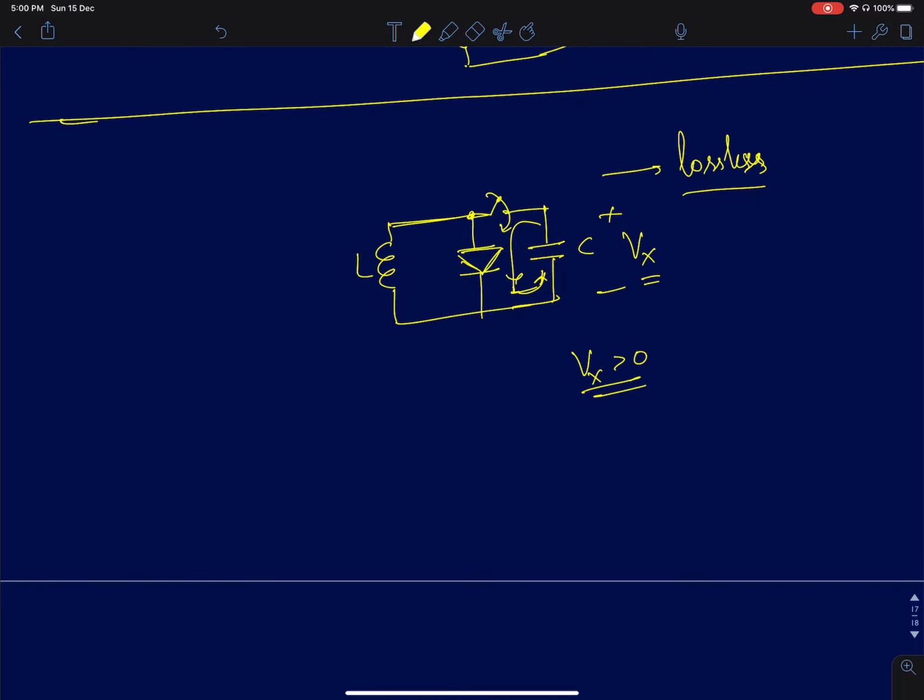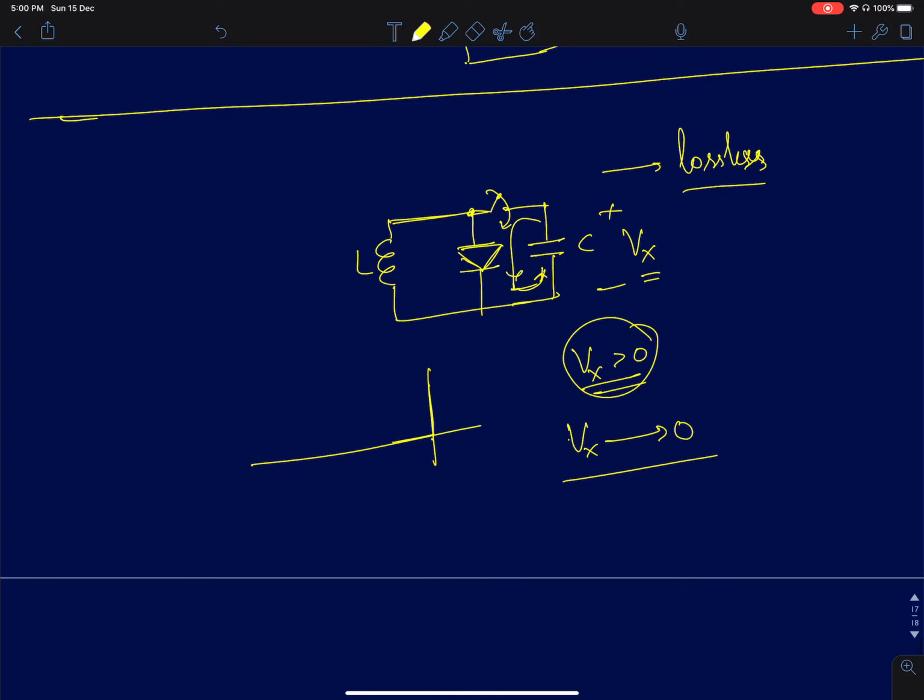I'm using the word dissipate here because even though the voltage across the diode is zero, there will be an impulse of current that will take the voltage across the capacitor from Vx to 0. So there will be an impulse of current in the diode, and it will have a finite energy dissipation. Even though the voltage is 0 across the diode, the current will be an impulse, so when you take the product and integrate it, you will get a finite energy dissipated across the diode. The energy is instantly dissipated by the diode.